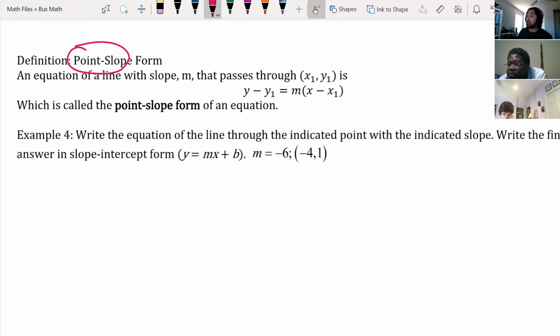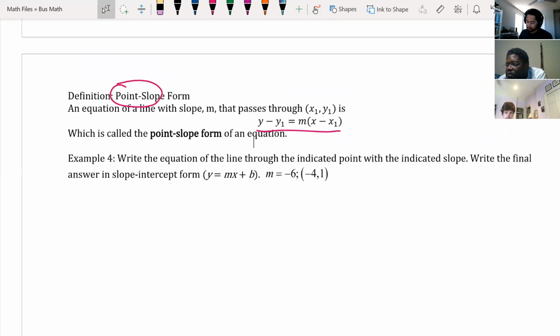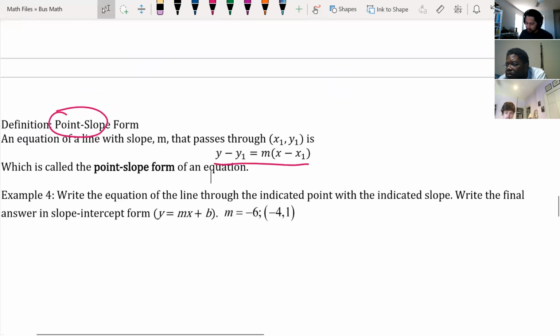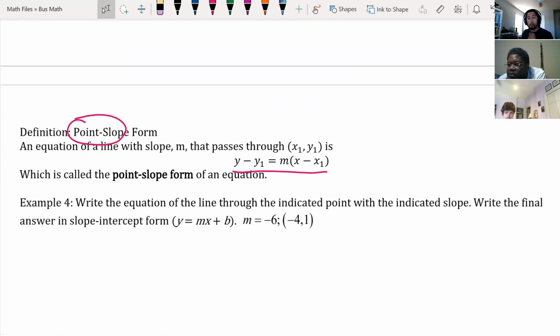So this will help us find the equation of a line given a point and given a slope. And this equation is given as y minus y1 equal to m times x minus x1. Okay, so using this formula, let's go ahead and attempt number 4. Write the equation of the line through the indicated point with the indicated slope. Write the final answer in slope-intercept form, y equals mx plus b.